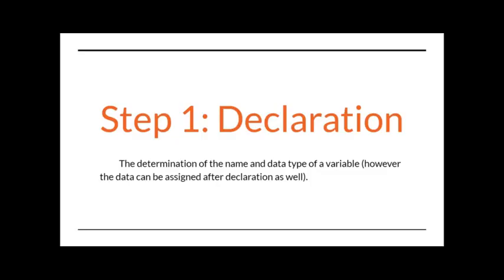So the first step is declaration. What declaration means is you're defining the name and data type of a variable. Now, to be clear, you don't have to assign a variable a value when you declare it, but it's pretty common that you do. But obviously, you have the option to keep it empty until later use. So let's see how we declare a variable.